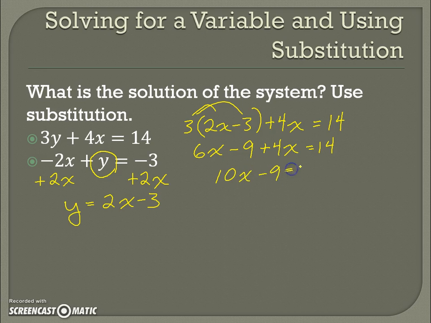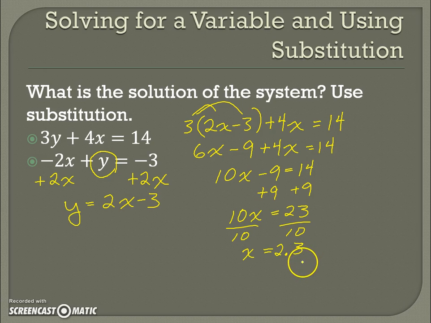10x minus 9. Add 9. You get 10x equals 23. Divide by 10. X equals 2 and 3/10. So there's my x value.